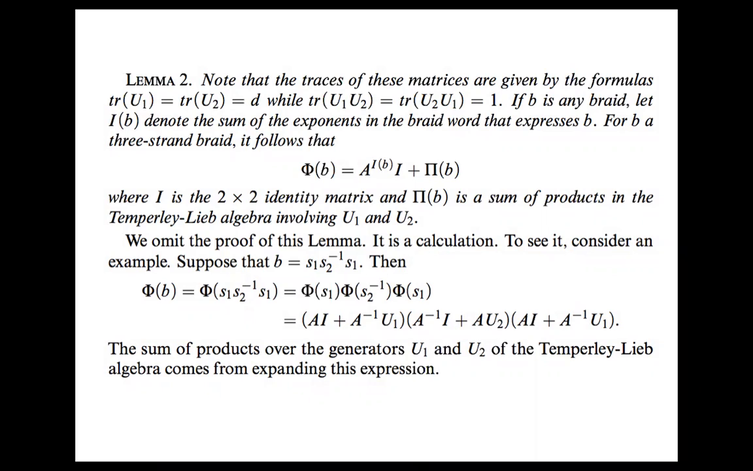And down at the bottom, I've indicated what it would look like. You see, you're looking at the representation applied to the braid. Say it's S1, S2 inverse, S1, and I've written down each braid, and then I multiply it all out. But everything collapses back into just U1, U2, U1 U2, U2 U1, and the identity.